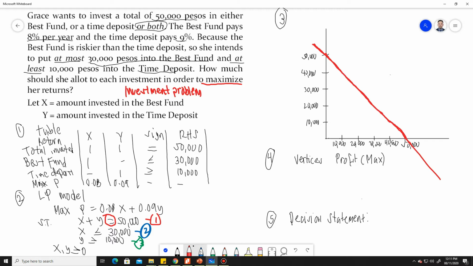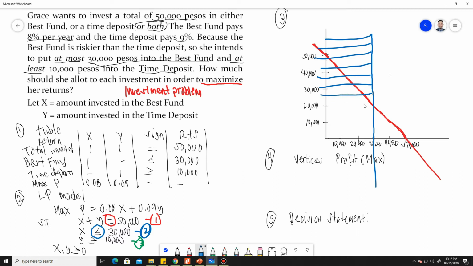Okay, for the second line or the second constraint, x equals 30,000. Ang line natin dito is a vertical line. Okay, sorry. So we have a vertical line. Yan. And then take note that yung sign natin is less than or equal. So we shade to the left.